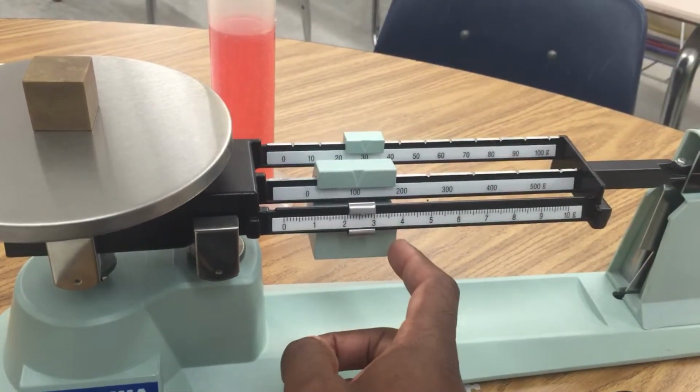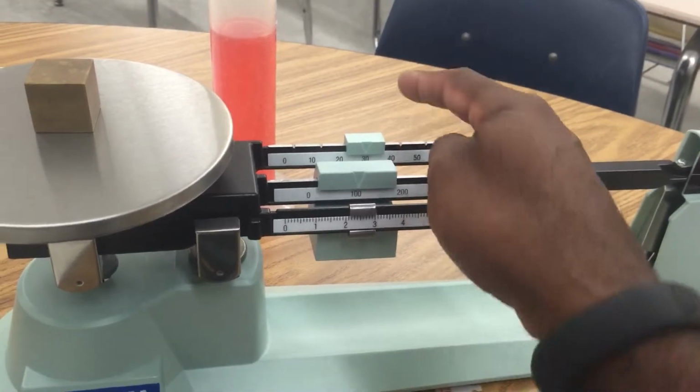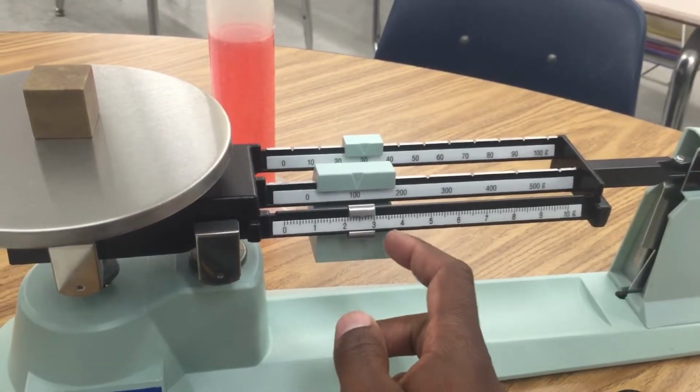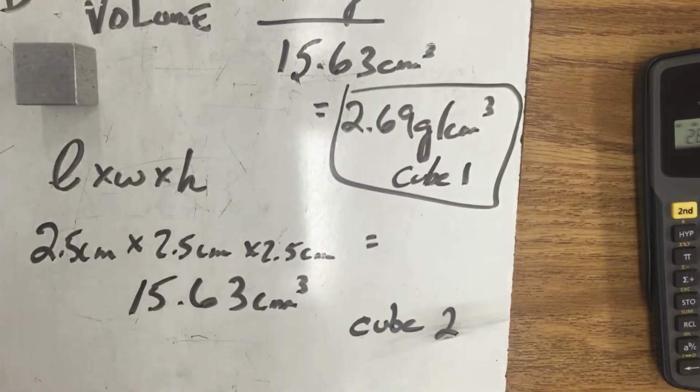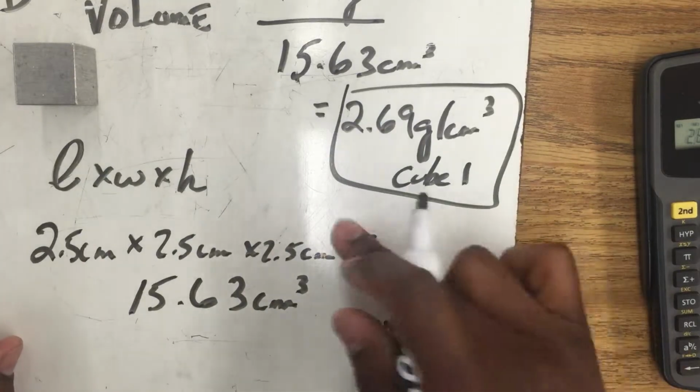Okay, so it's right in there. So it's 132.5. Right in there, yeah. Okay, so we'll use 132.5 as our mass, because we know our density is equal to mass divided by the volume.